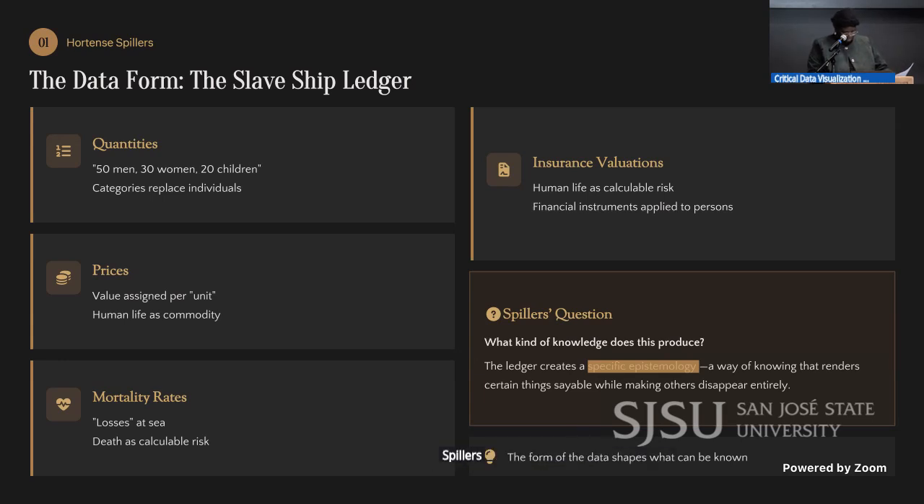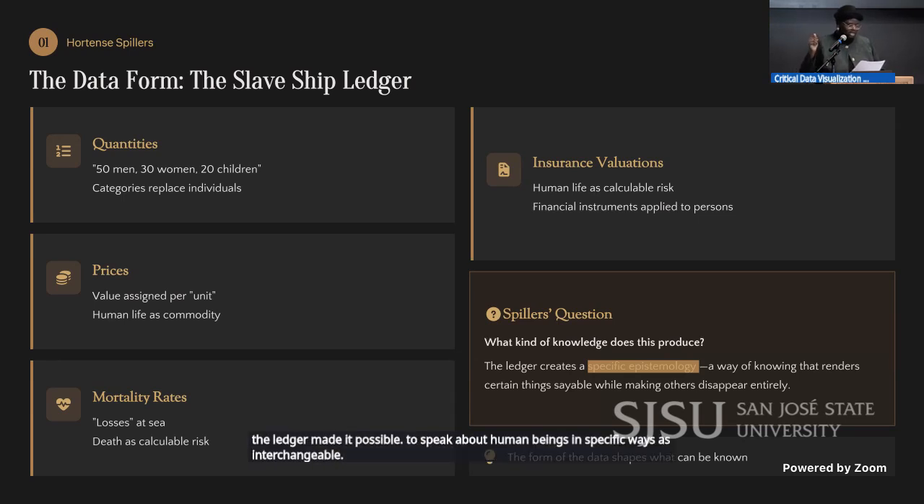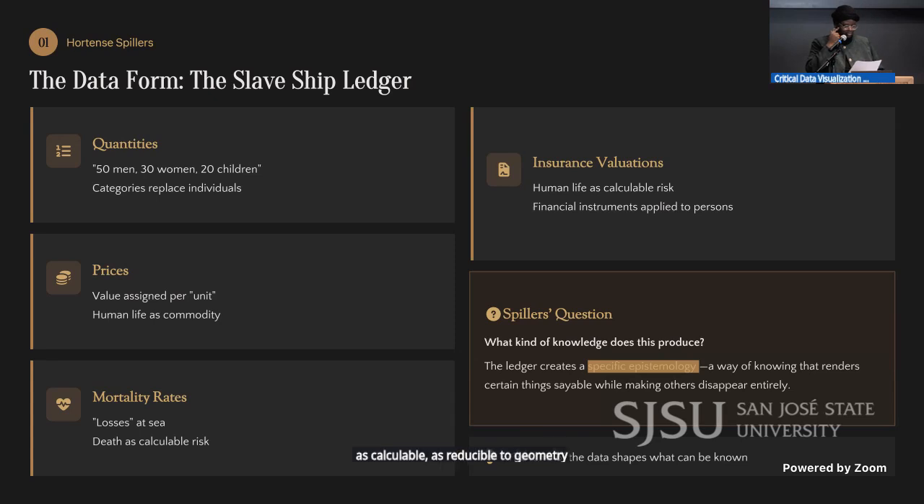Spillers' intervention is to read this document not as evidence of greed or cruelty, though it is both, but as an epistemological technology, a way of knowing. The ledger made it possible to speak about human beings in specific ways, as interchangeable, as calculable, as reducible to geometry and price. It creates what she calls a specific epistemology, the form of data that shapes what can be known, rendering certain things saleable while making others disappear.